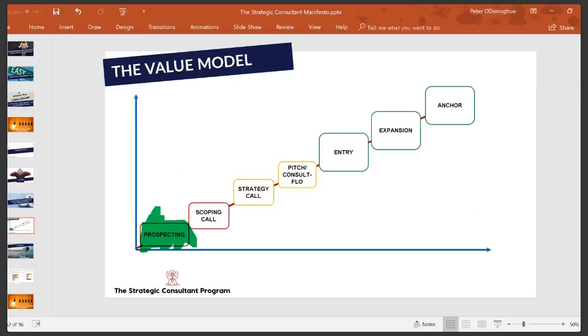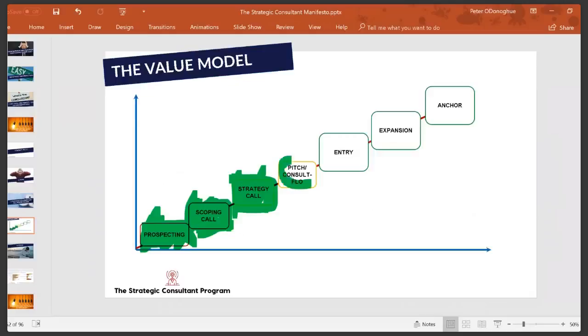The scoping call, this 5-10 minute call here, you can outsource to either an employee or a part-time person very easily. That's what a lot of my clients do. Very, very easy. In time, you can outsource the strategy call, whether it be a consultative call or the pitch.